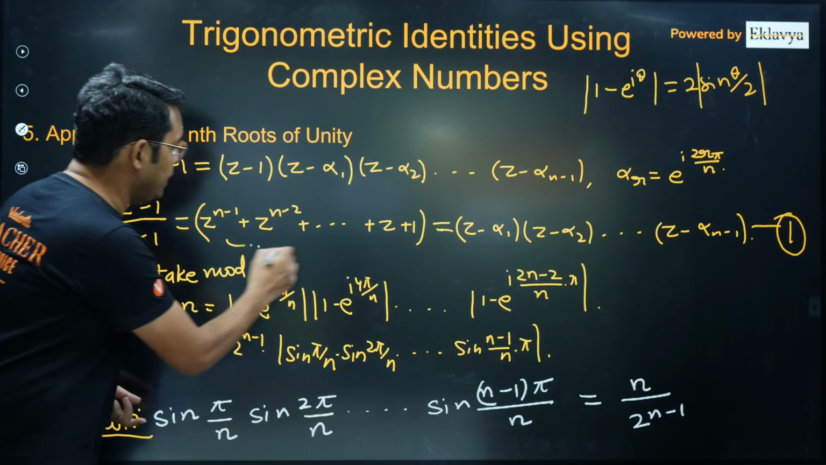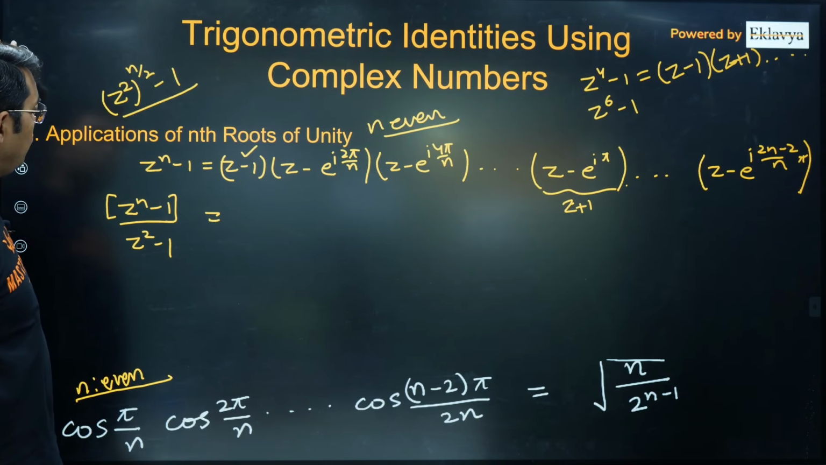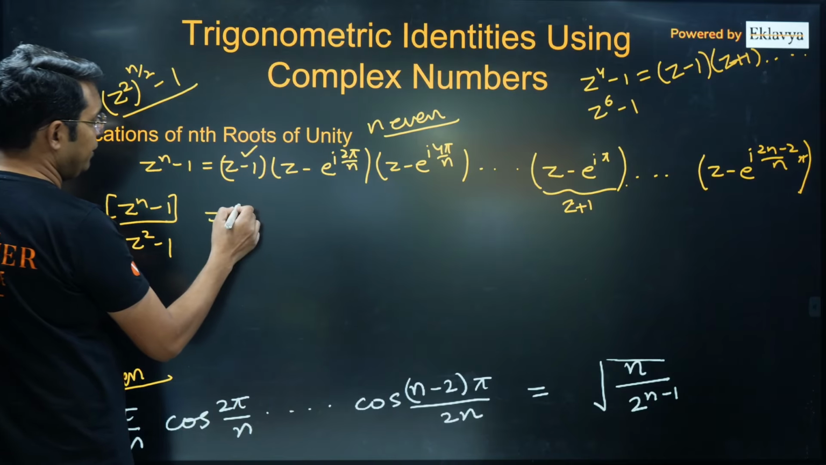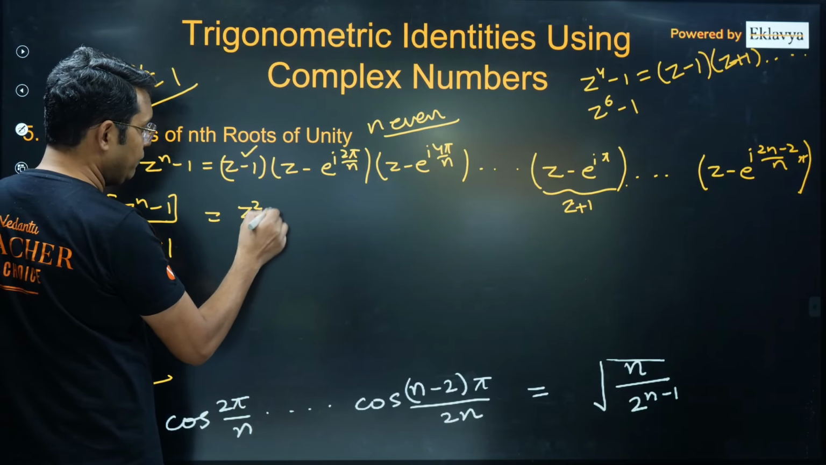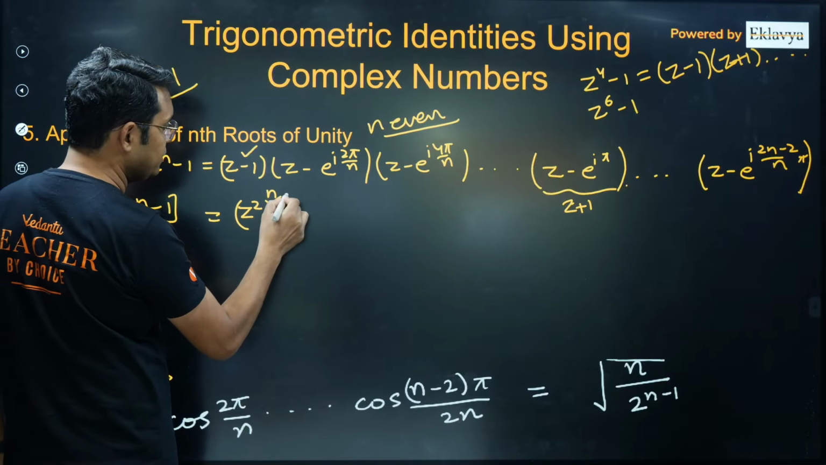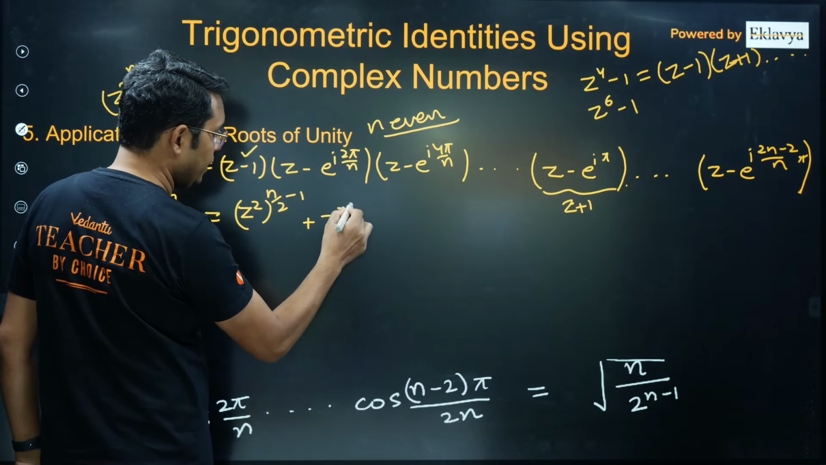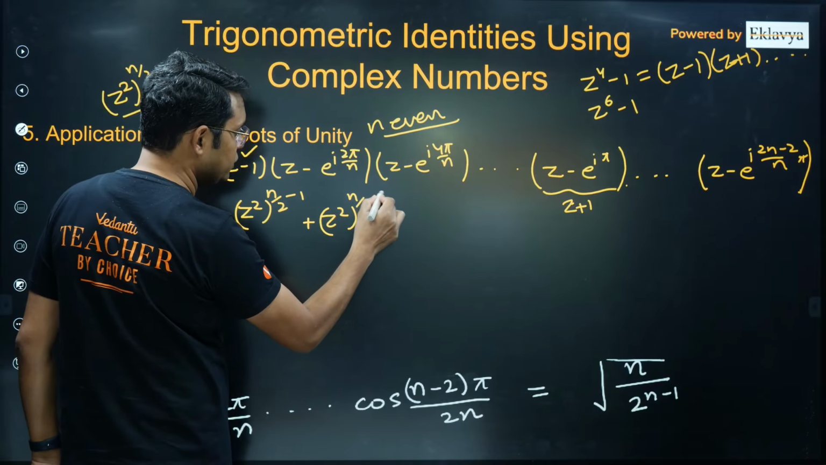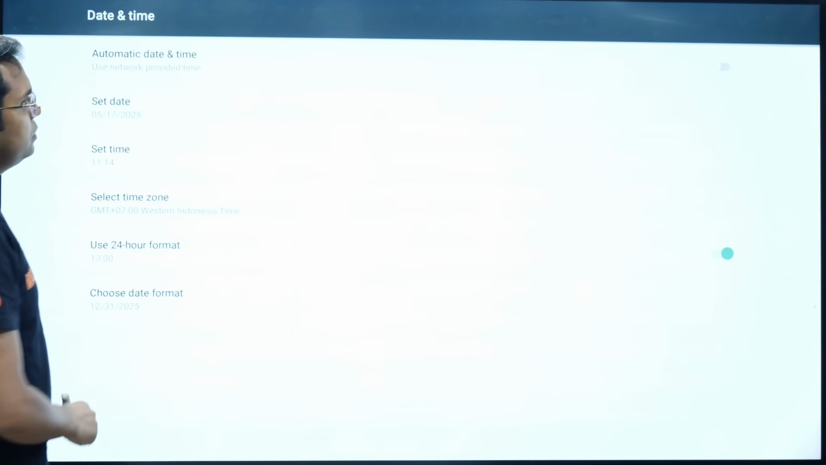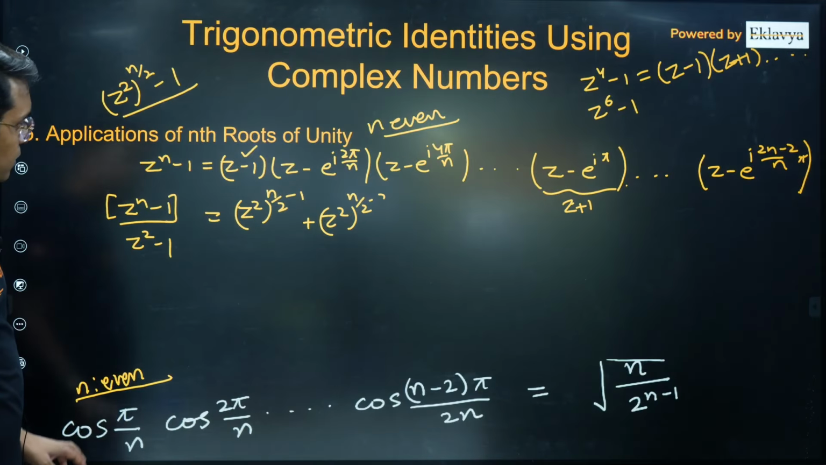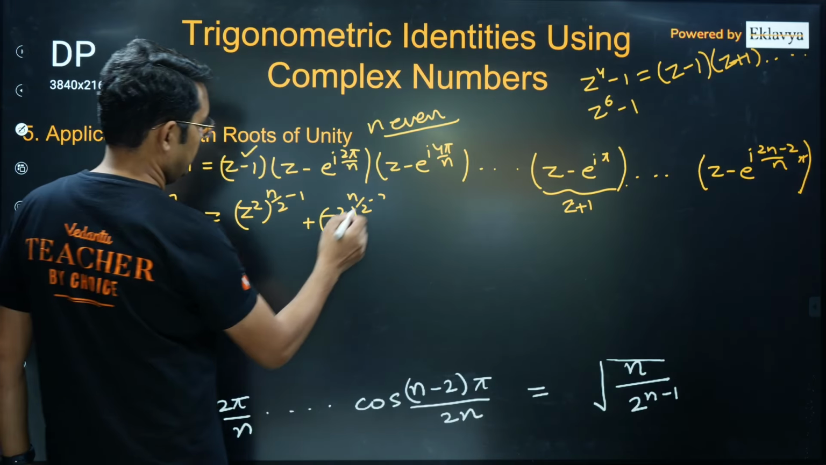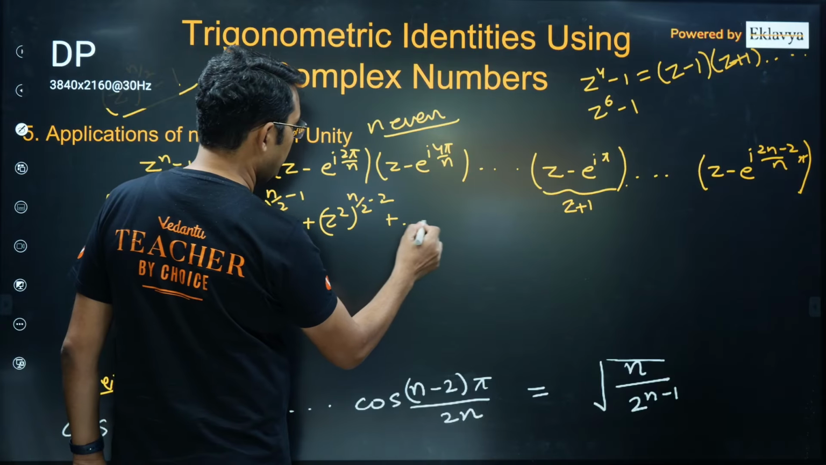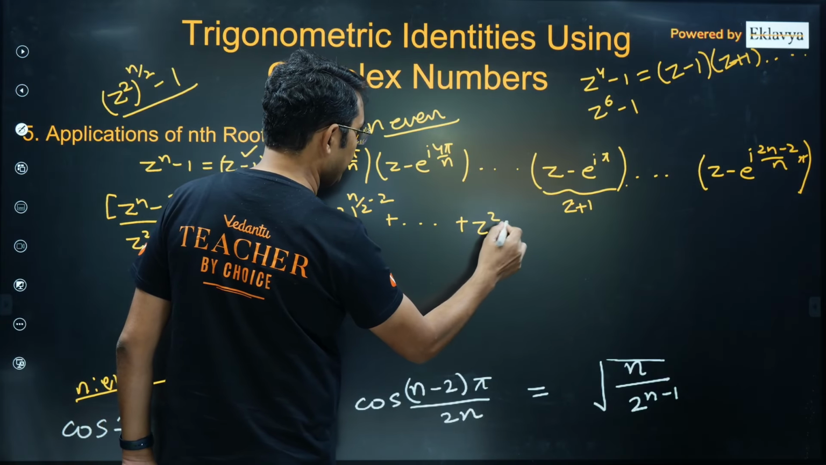I think we can expand this also directly. How? We see it will be z square power n by 2 minus 1 plus z square power n by 2 minus 2, and so on. This will go till z square and plus 1.